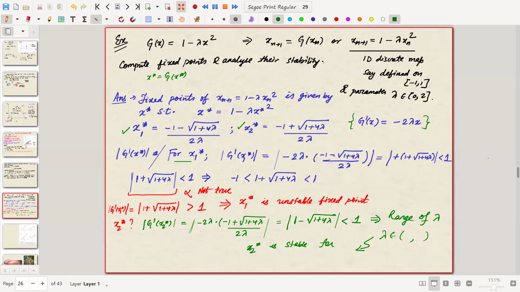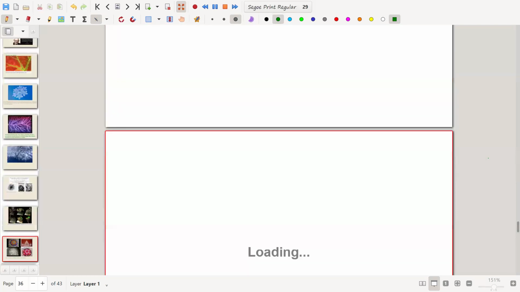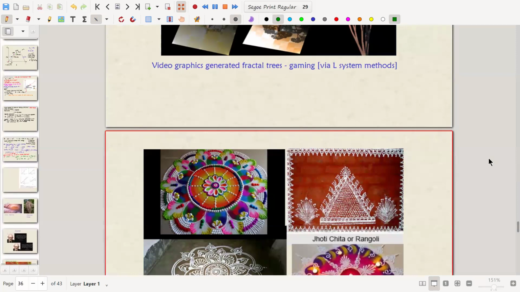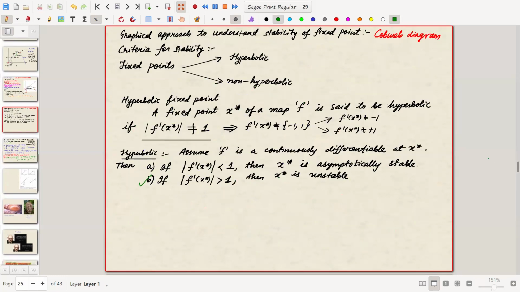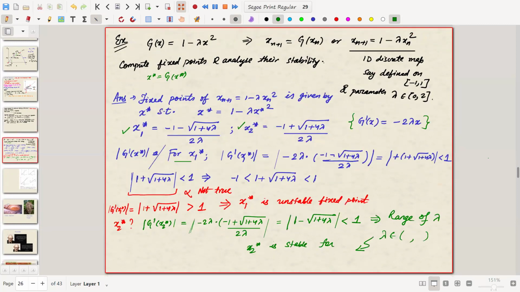This quantity can never be less than 1 because it is 1 plus a root of a positive quantity. So therefore, it is never less than 1. Fine. So the only possible case is that this is greater than 1. If it is greater than 1, by the definition of the second one, it is unstable. So therefore, this x1 star fixed point is an unstable fixed point. So the stability of x1 star is known.